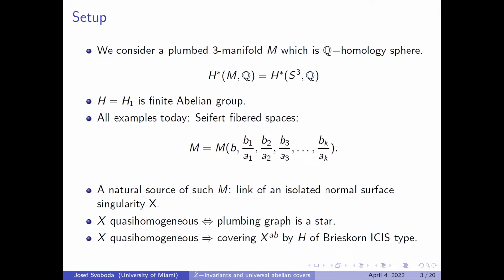This is a classical theorem: we can remove the singular point, and we can find a covering, the universal Abelian covering by this H1, and we can put the singular point back, so we have a ramified covering. If X is quasi-homogeneous, then this covering is a much simpler kind of singularity. It's actually just a Brieskorn complete intersection type, which means that the equations are given in the diagonal form: x to some power plus y to some power, etc. Yeah, so I want to think about the relation of this manifold and this Abelian covering.